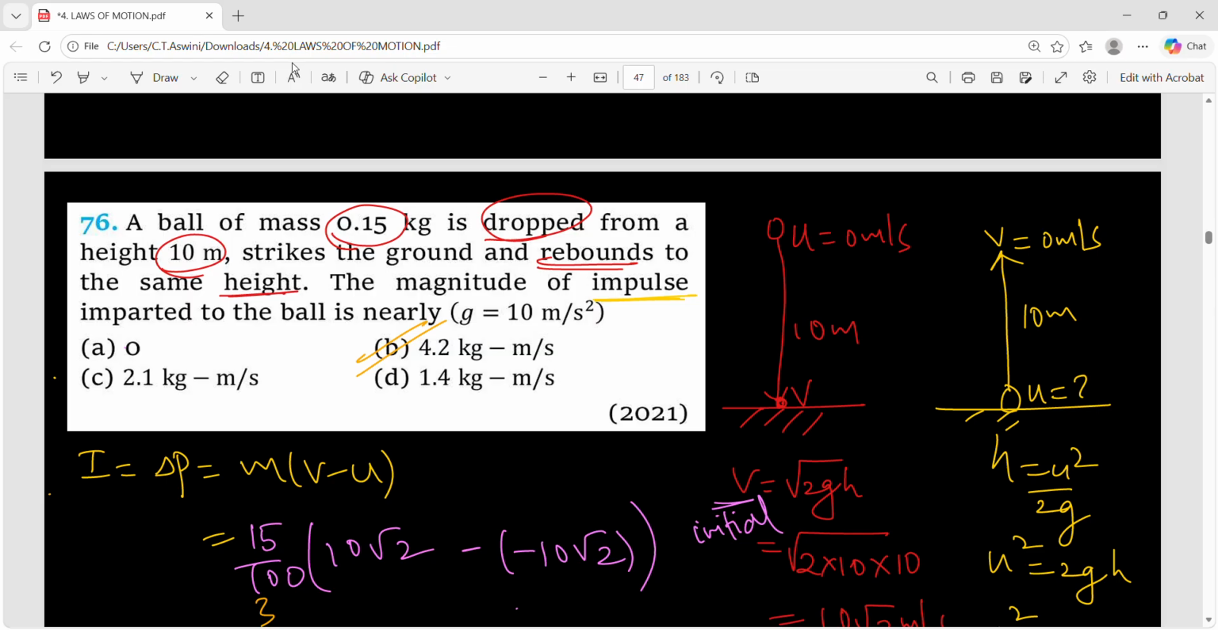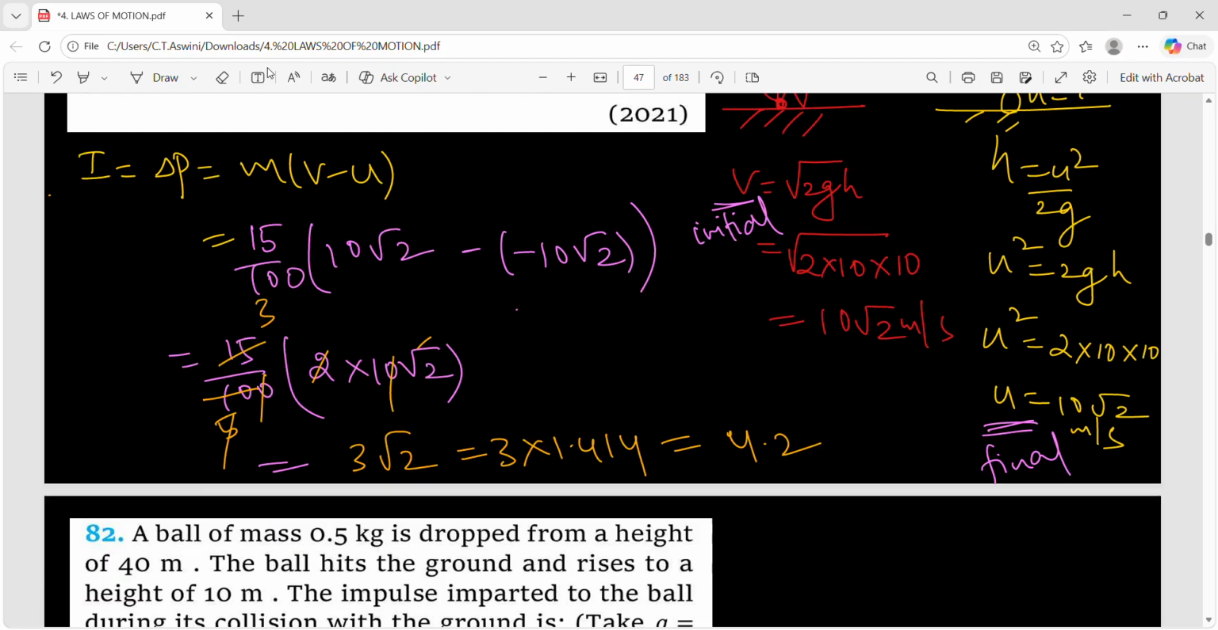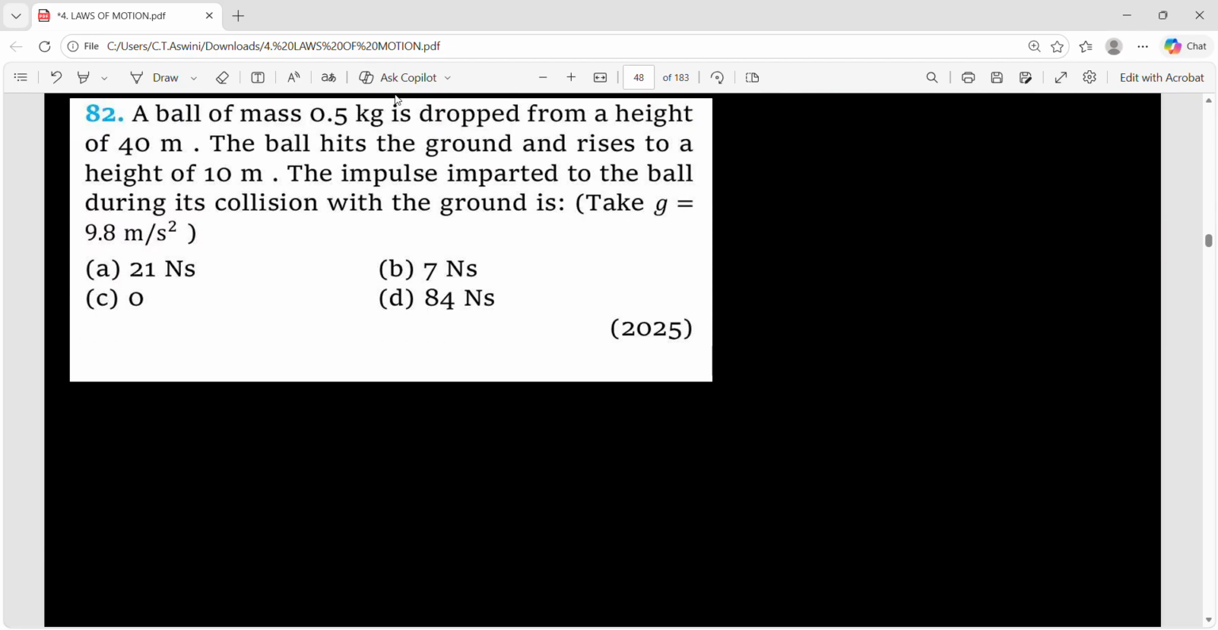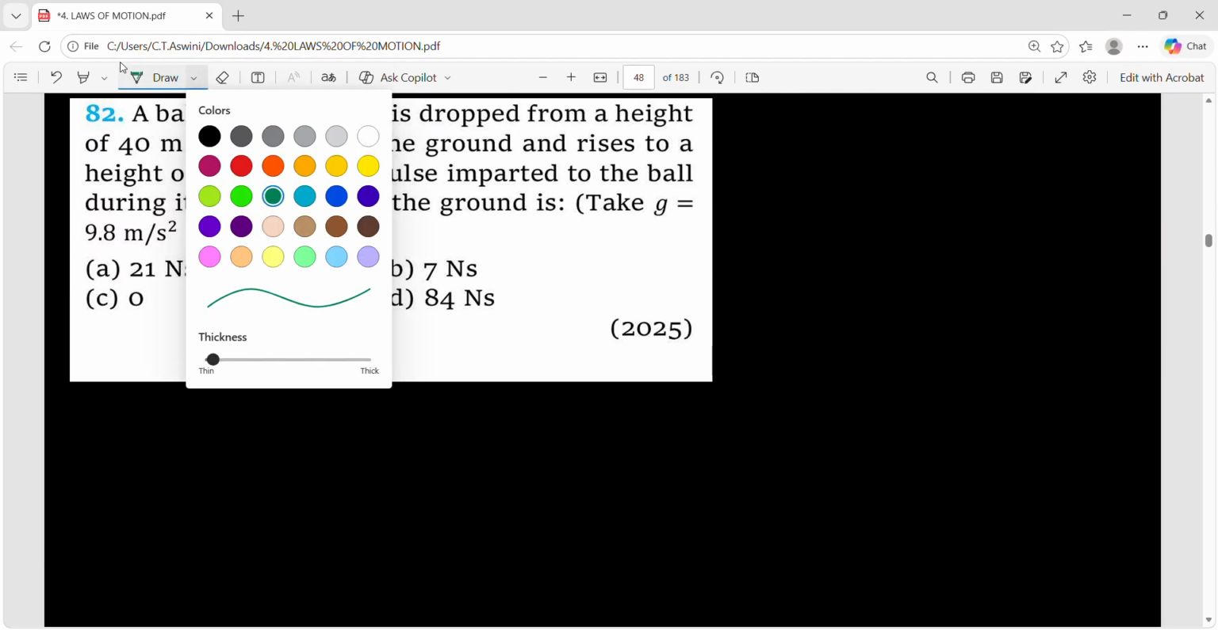When it was falling on the ground, it will touch the ground with some speed. That will be the initial speed. This v is the initial speed. When it is rebounding, it moves up with a certain initial velocity. That is your final velocity here. Okay.